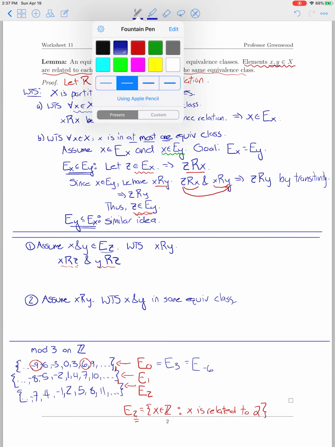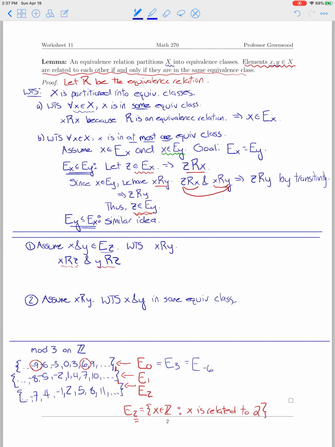But I can use symmetry first to flop the second relation. So by symmetry, the fact that y is related to z implies that z is related to y. And then by transitivity, the fact that x is related to z and z is related to y implies that x is related to y. And so then I've shown what I need to for that part of the proof.